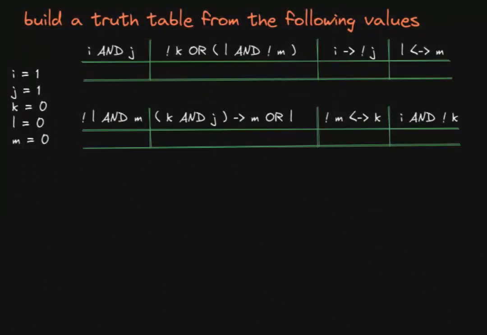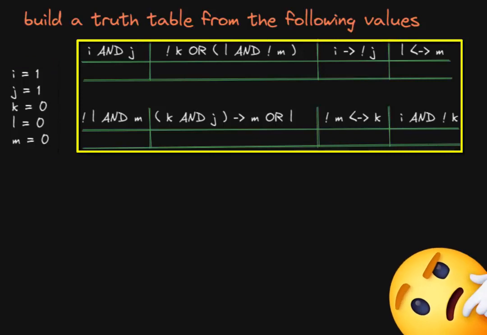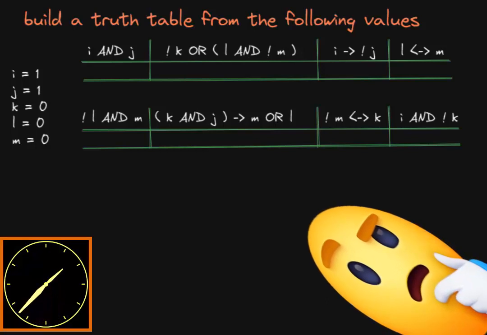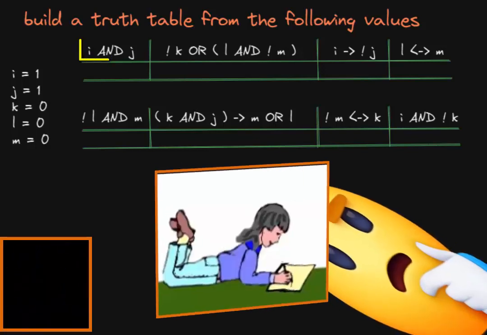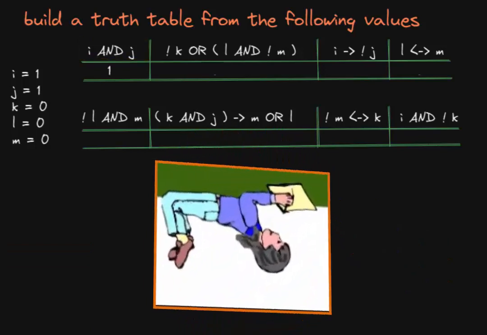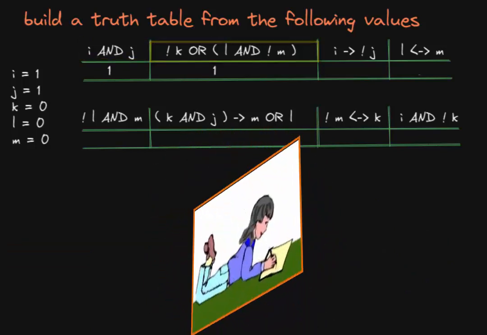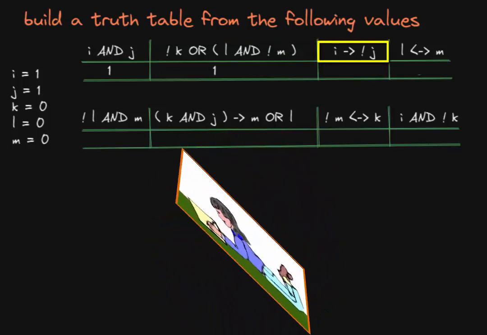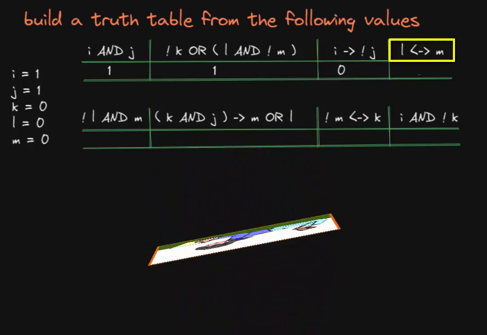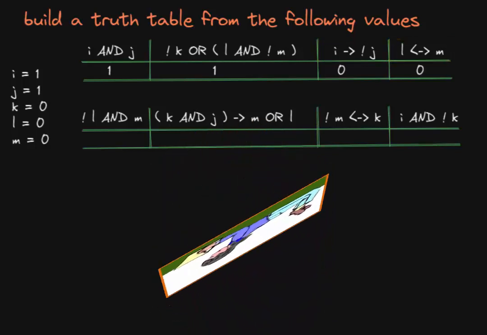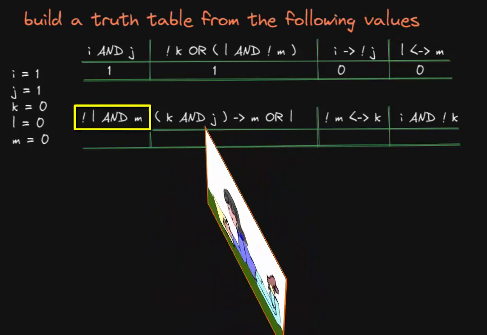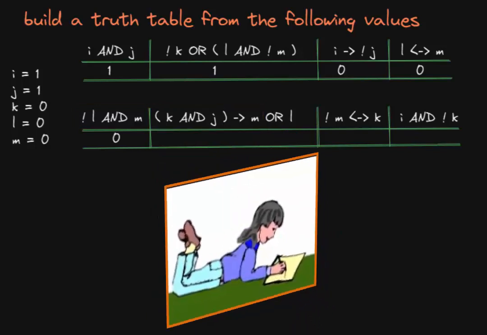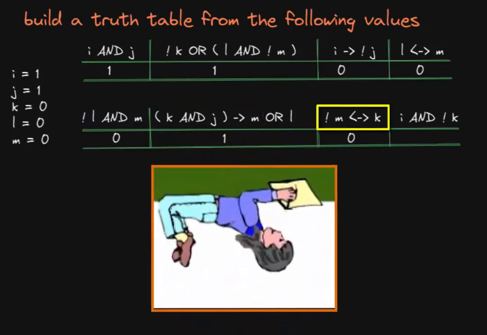Question 2. Having the following values, solve the logic operations and complete the truth tables. I and J both are true. The K negation is true. It's enough to produce a valid result. The conditional between I and J negation is false. The biconditional on L and M is also false. The negation of L is true, but M is still false. The conditional between this result and M is true. This is false and these two are true.